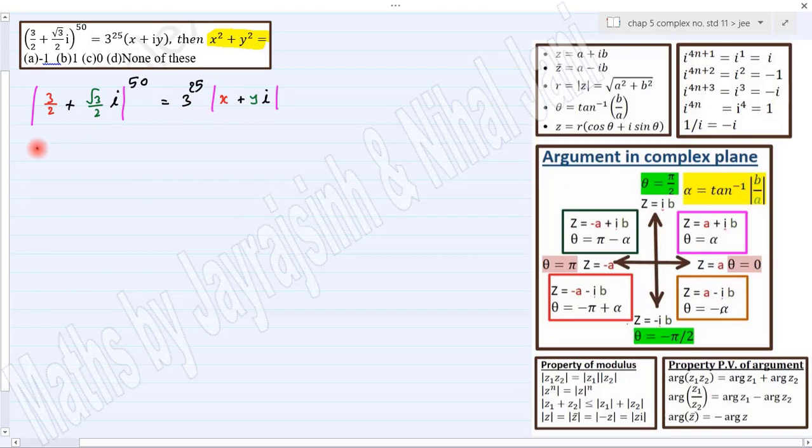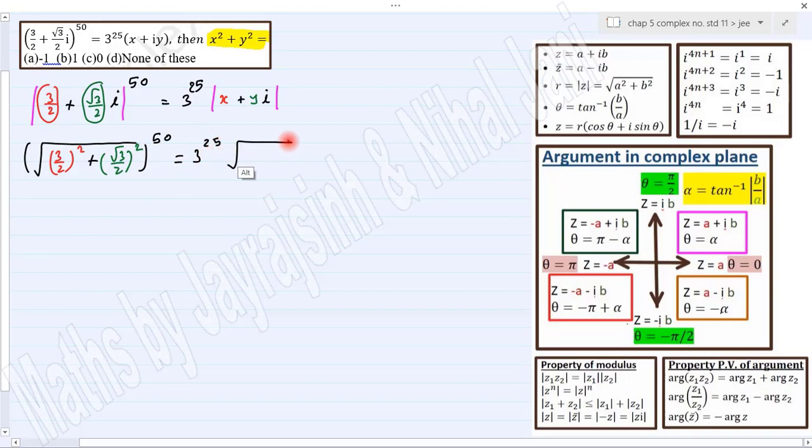Now on left hand side, whole raised to 50 will be as it is. Mod of 3 by 2 plus root 3 by 2 i will be under root of real part square, which is 3 by 2, so it will be squared, plus your imaginary part, which is root 3 by 2, the whole square. Similarly, on right hand side, 3 raised to 25 will be as it is, under root of real part square, which will be x square, plus imaginary part square, which will be y square.